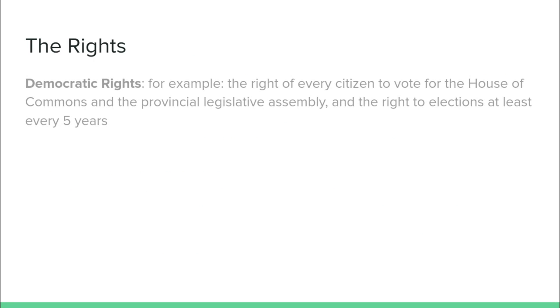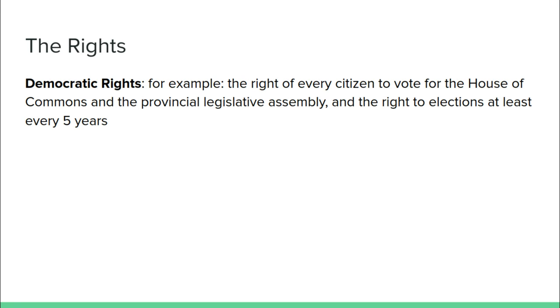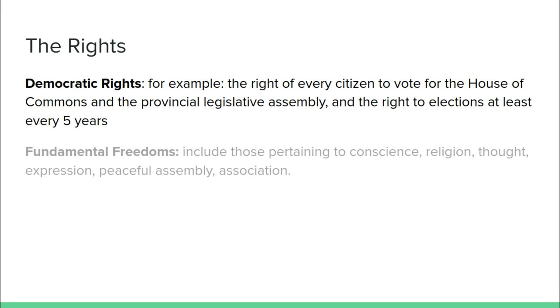Speaking of those rights, you have democratic rights, the right to vote as early as you reach the age of 18. We have defined periods in which we have to have elections. That's 5 years. You have fundamental freedoms, which is again, conscience, religious thought and expression, peaceful assembly and association.